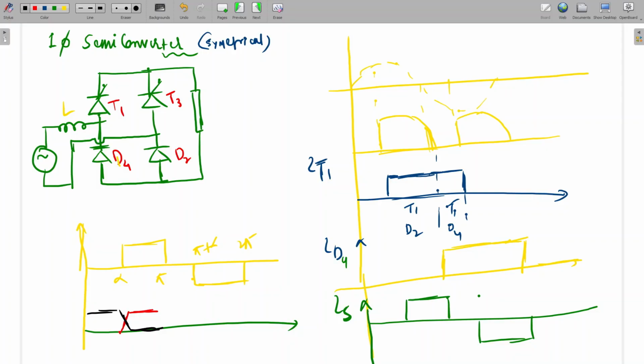Okay. And T1 will conduct up to how much? It will conduct up to pi plus alpha. It will conduct up to pi plus alpha here. And this T3 will start here. It will go to the top and again this will go to the bottom. So this black color waveform is IT3, and this red color is IT1.